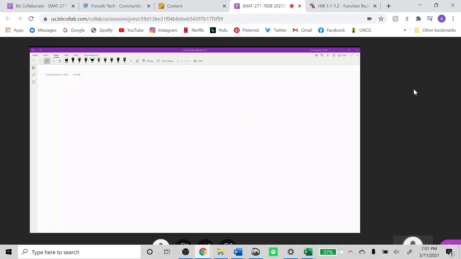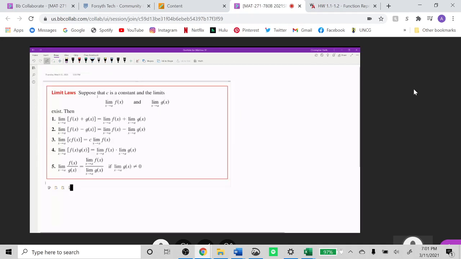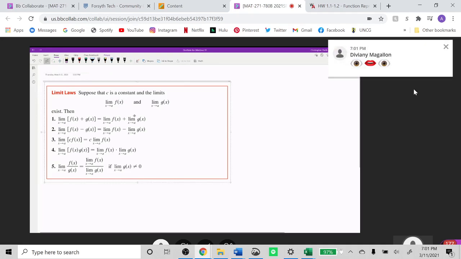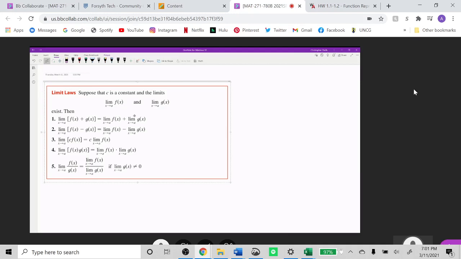Oh, let me get a better screenshot than that. We're discussing limit laws. These are properties of limits that allow us to calculate limits from other limits. So suppose that the limit of f of x as x approaches a and the limit of g of x as x approaches a exist.